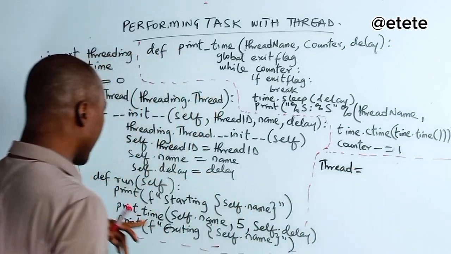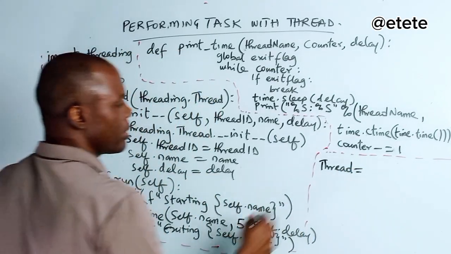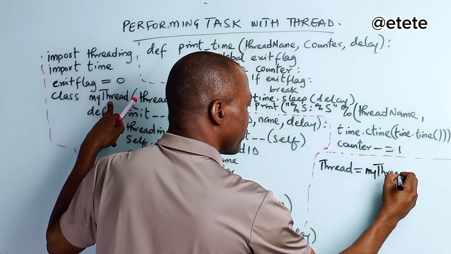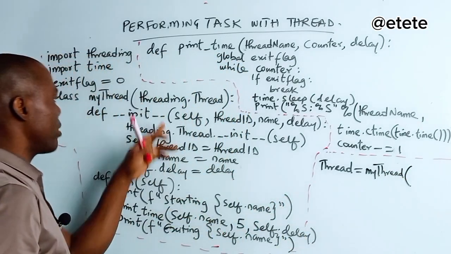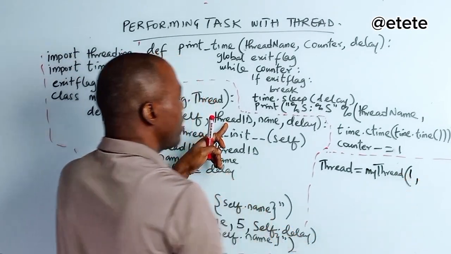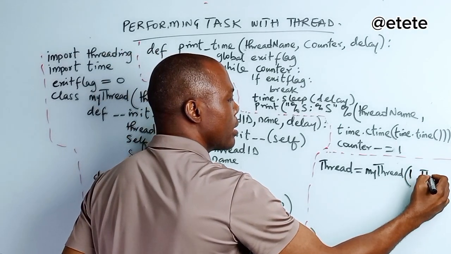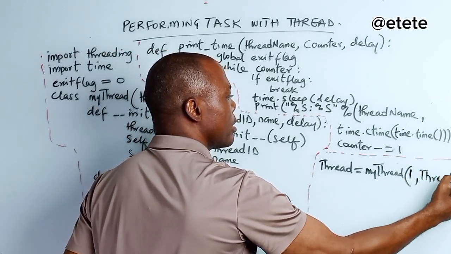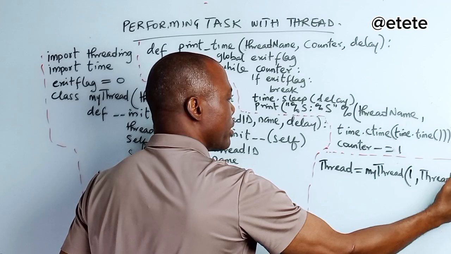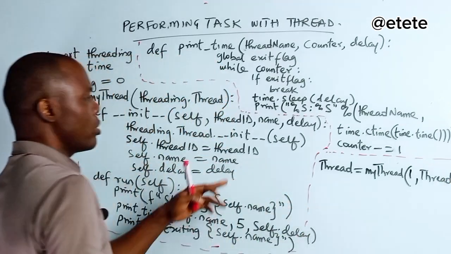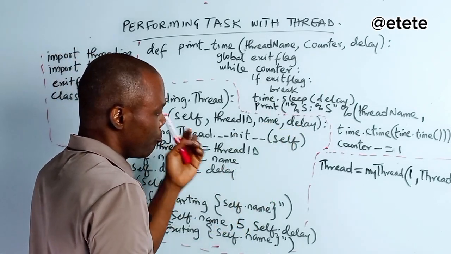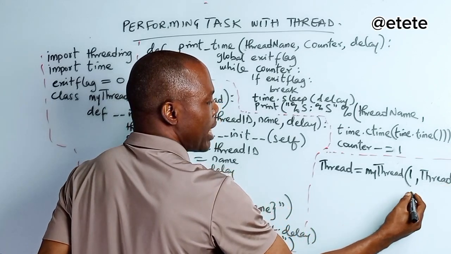So I will now say thread, right? And then I'll call this my thread, which is the constructor, my thread, right? Then I will supply the parameters to it, which is what? My thread, the threading, then thread ID, I'll give it 1. Then thread name, I'll call it thread 1, comma. So you will not be able to see that part. Then the delay, I will put it as 1.